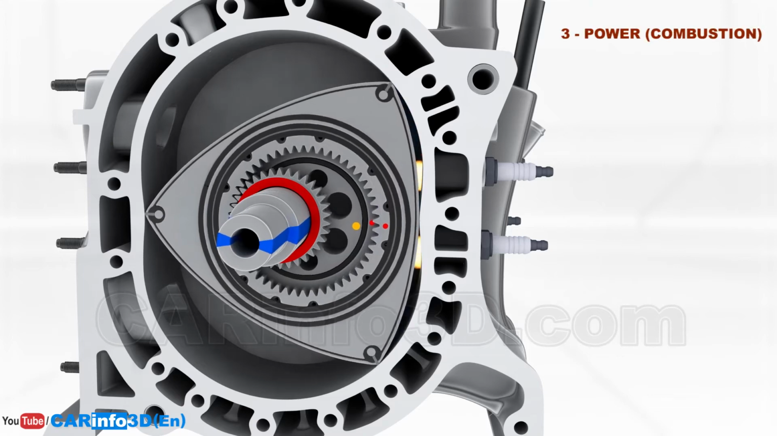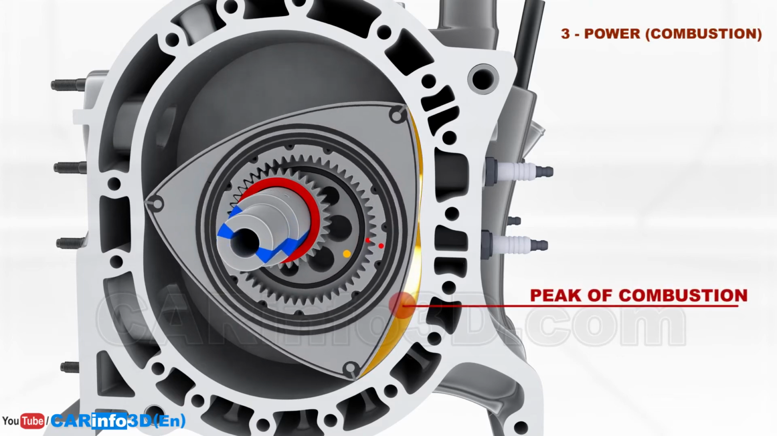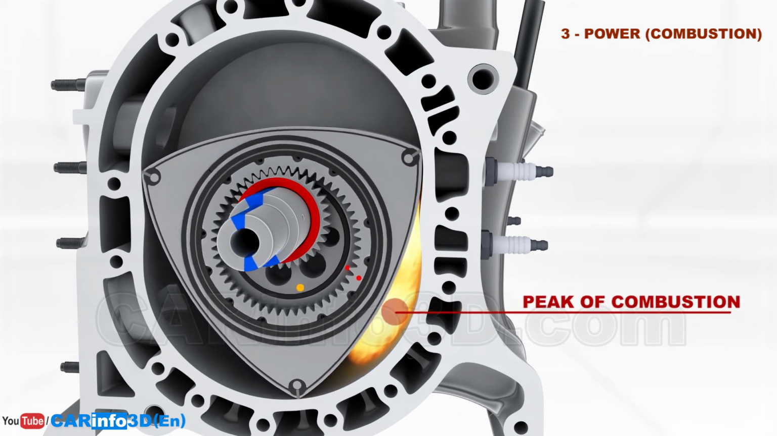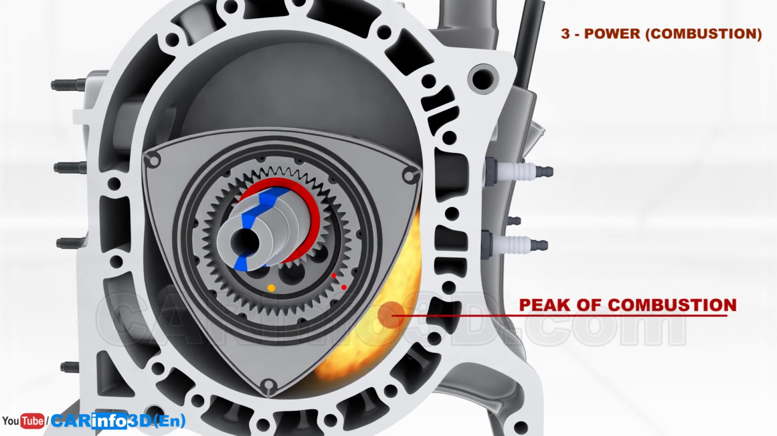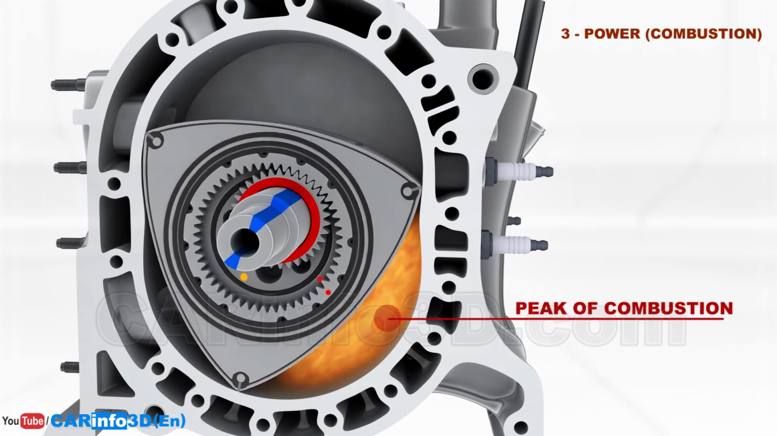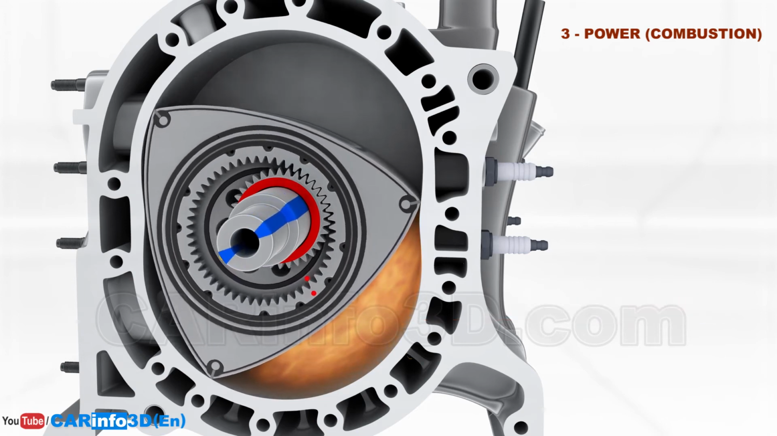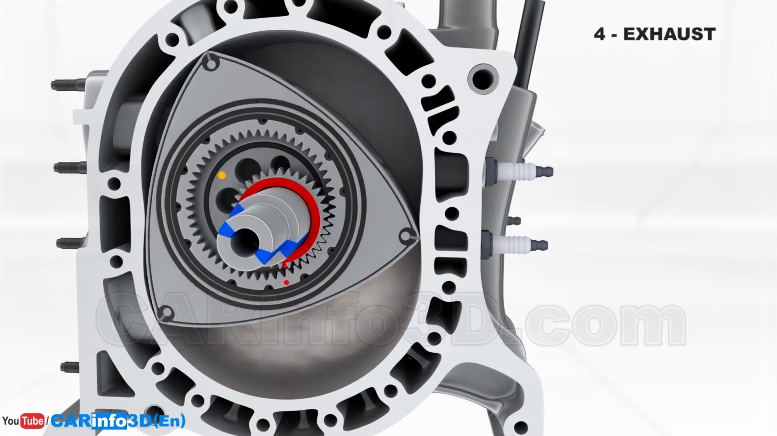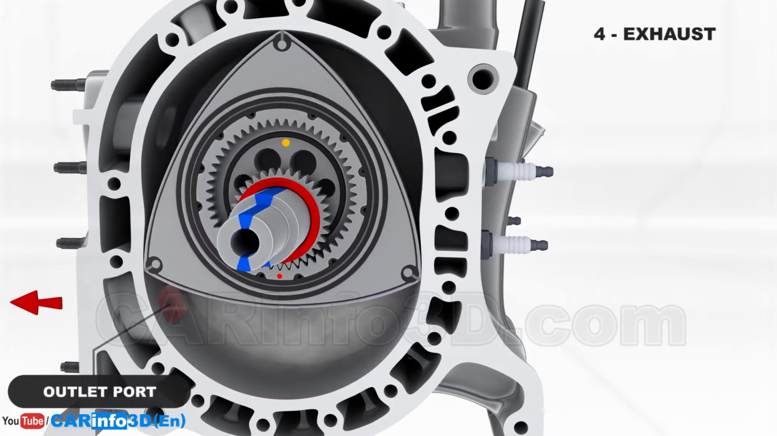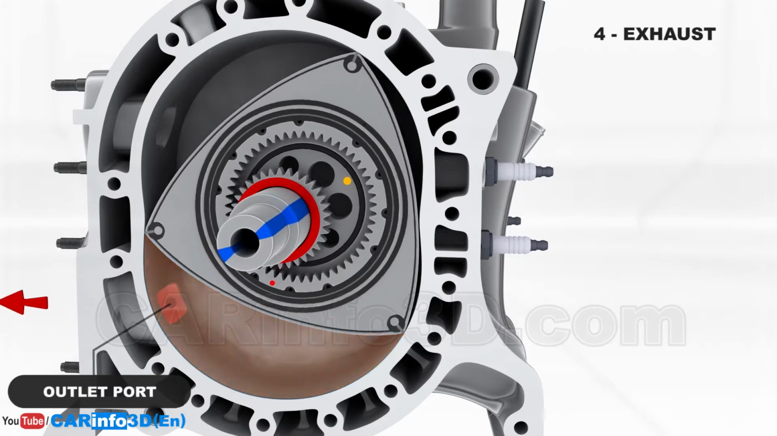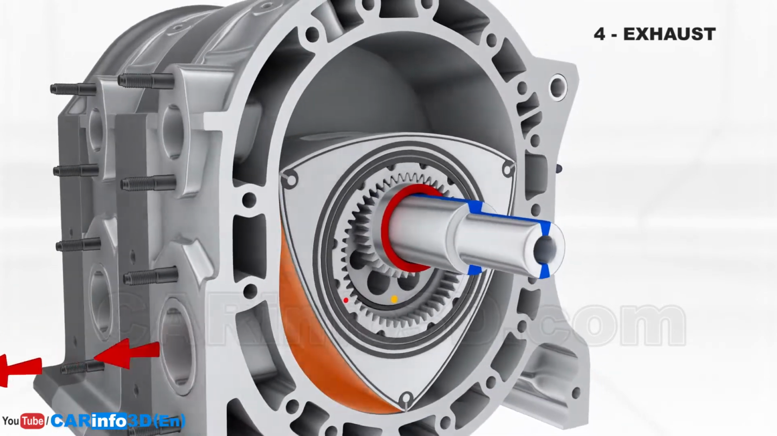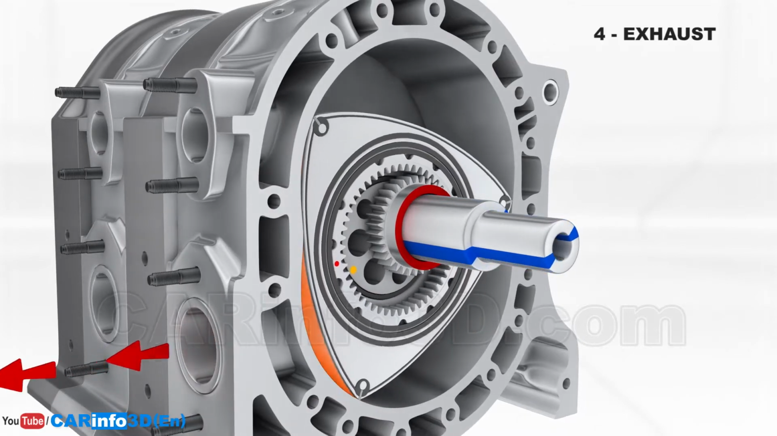The third stroke corresponds to the peak moment of combustion. This raises the temperature and generates a buildup of expanding gas pressure. Because of the pressure, the rotor rotates the eccentric shaft, thereby converting heat energy into mechanical work. During the fourth stroke, the rotor opens the outlet port and pushes the exhaust gases out of the reducing chamber. The operation cycle is then completed and repeated.